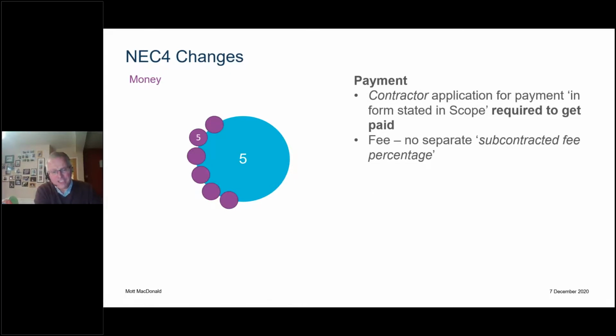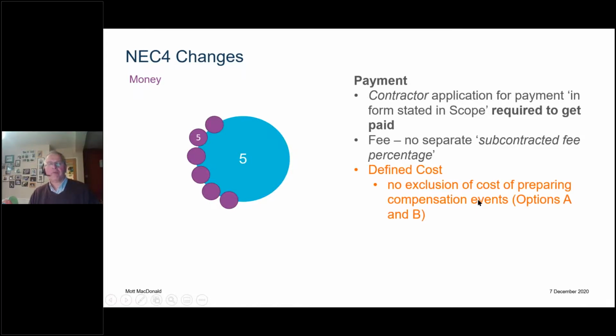In NEC3, it was complicated with two separate fee percentages, one for subcontracted work and one for the contractor's own work. That's gone away. Now there's just one single fee percentage applied to all defined cost.